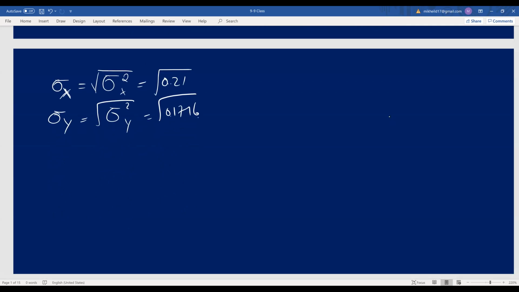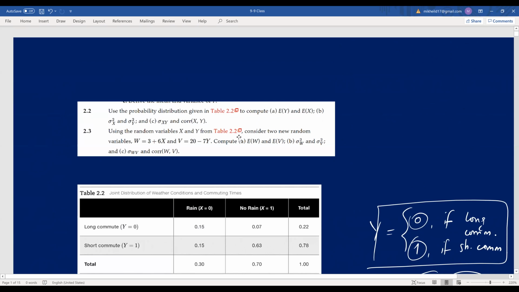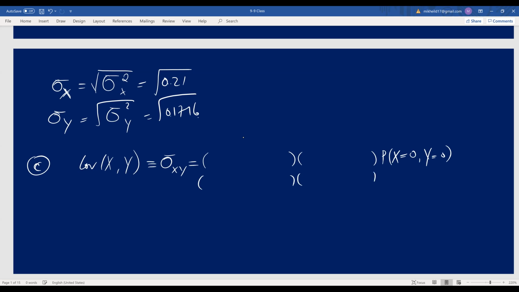Okay, now the next question is to calculate, what's next? Sigma xy stands for covariance between X and Y. The next question is to calculate covariance between X and Y, which is also denoted by sigma of X, Y. And as I think I already told you guys how to calculate this, it's your probability that X equals 0 and Y equals 0. Then you have another term, probability that X equals 0 and Y equals 1. And then you have probability that X equals 1 and Y equals 0. And the last one is probability X equals 1 and Y equals 1.